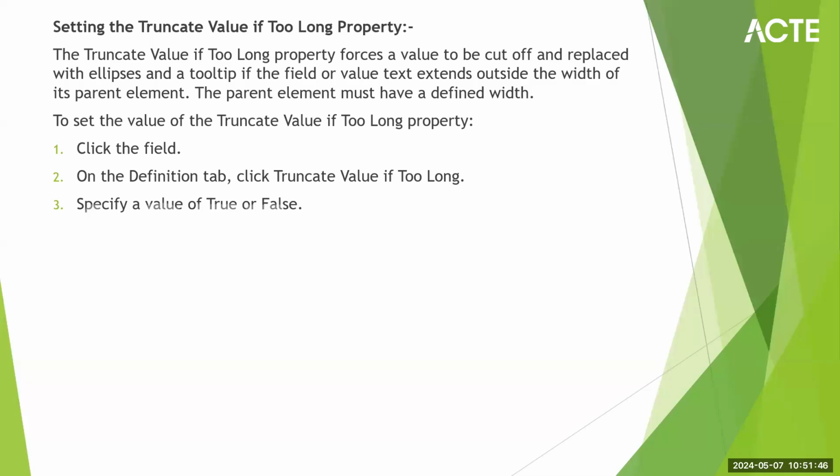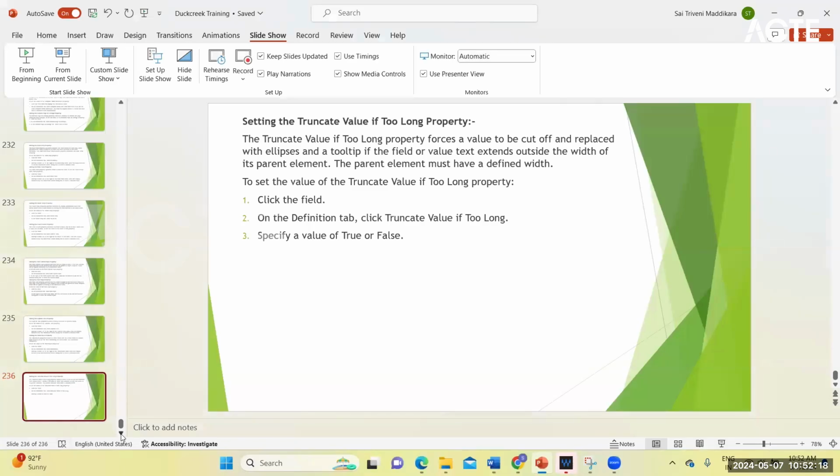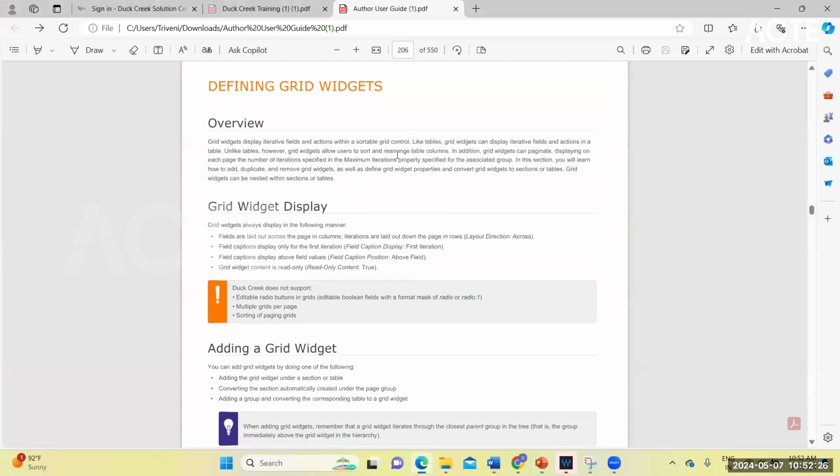Click on the field on the definition tab, click truncate value if too long, and select a value like true or false. If the value is too long, then this will execute. If it is not too long, it will display normally in the text box. If we cut off the value, whatever is entered, a notification will come that the value is too long or truncated. Okay, the field topic is completed.